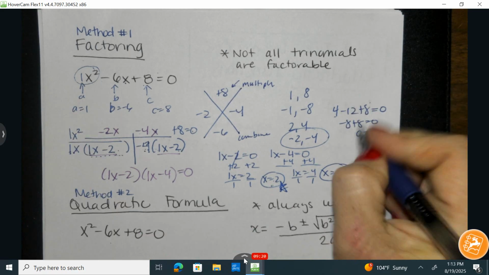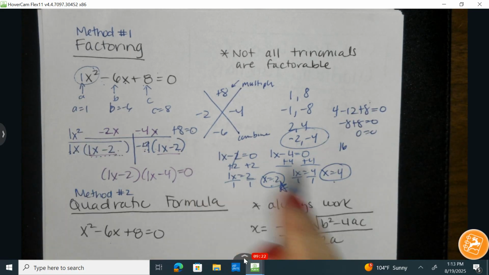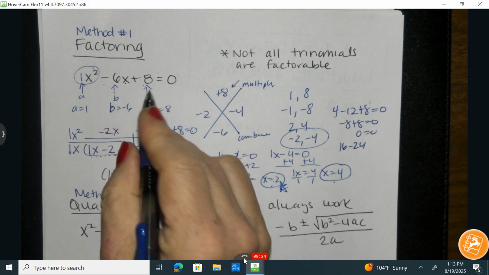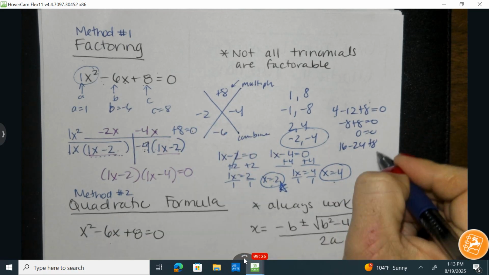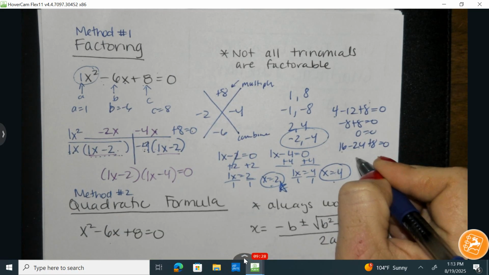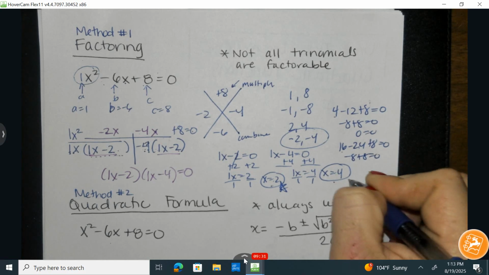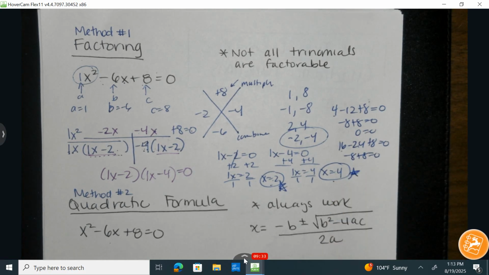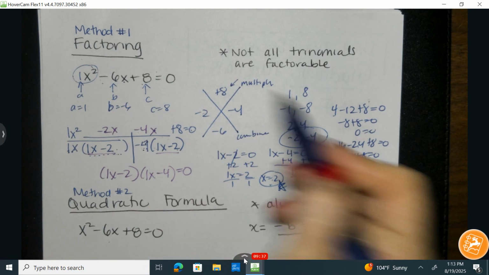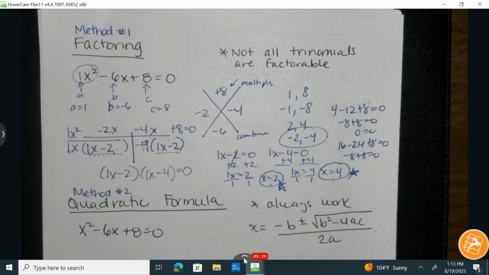Positive 4, 4 squared is 16. -6 times 4 is -24, plus 8, and it must equal 0 if this is the correct answer. 16 minus 24 is -8, -8 and positive 8 is 0. It works. So, in the next video, which you will watch today, we're going to go through more problems that involve just factoring. Remember, not all quadratic equations can be solved by factoring, but it is the preferred method.